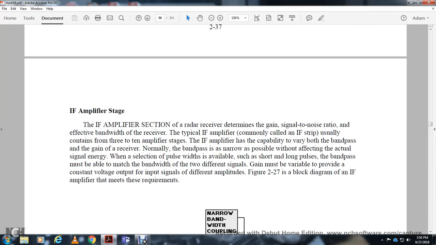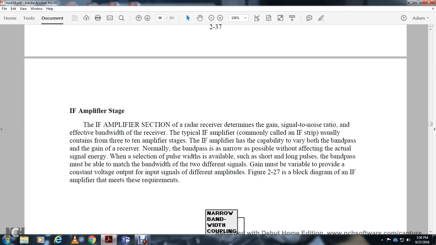Intermediate frequency amplifier stage. The intermediate amplifier section of the radar receiver determines the gain, the signal and noise ratio, and the effective bandwidth of the receiver. The typical intermediate frequency amplifier, commonly called the IF strip, usually contains three to ten amplifier stages. The intermediate frequency amplifier is capable of varying both the bandpass and the gain of the receiver. Normally the bandpass is narrow so as not to affect the actual signal energy.